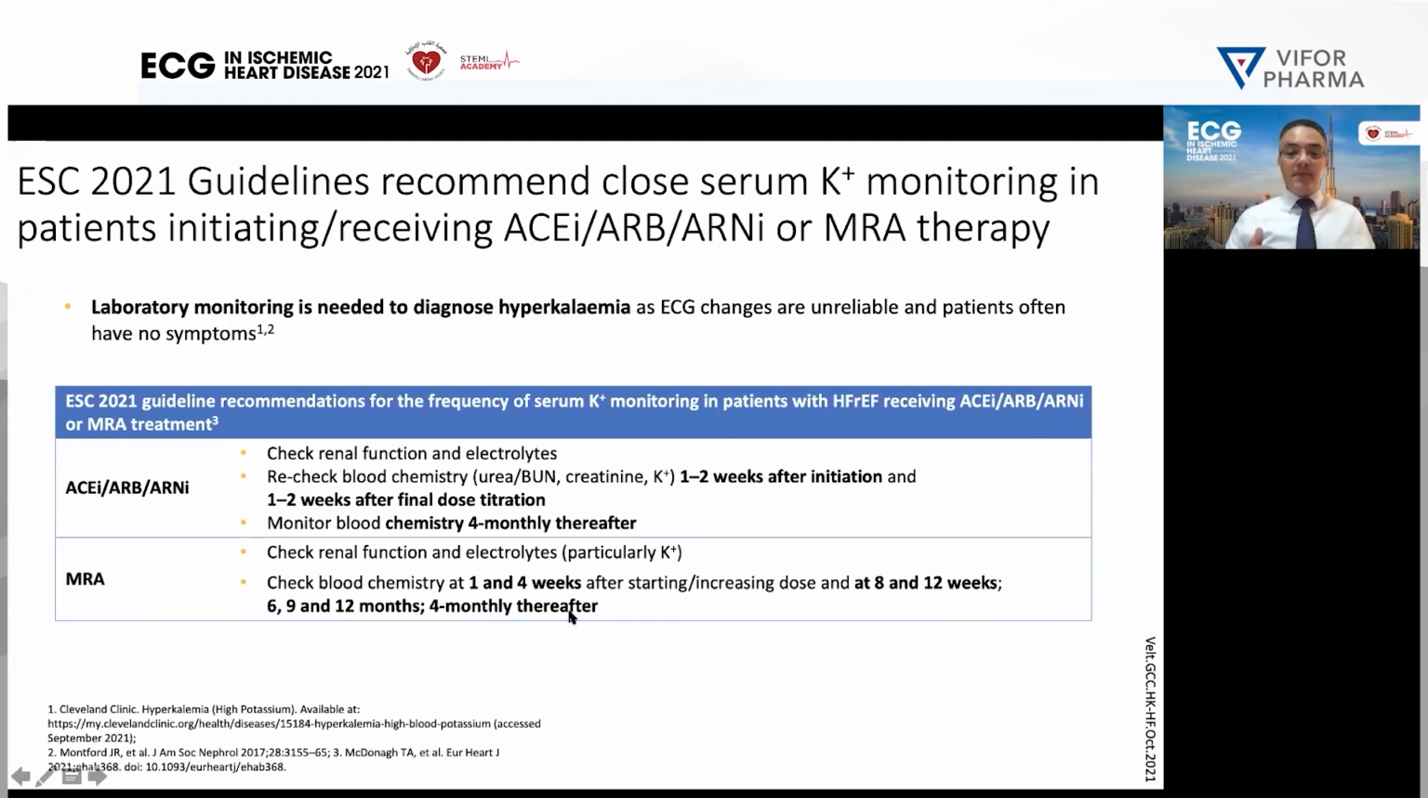Why did they become more cautious over here? Because we know that the spironolactone, the MRA, will spare the potassium. The chance of getting hyperkalemia is more, and that's why they want a strict follow-up for the serum potassium.